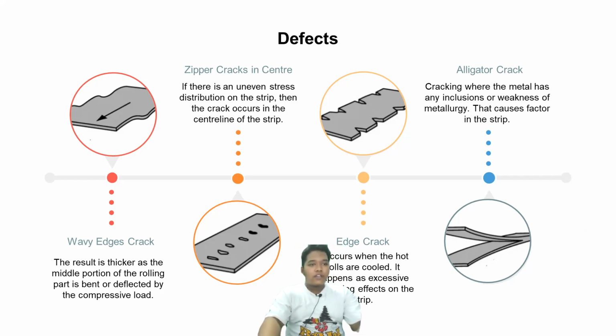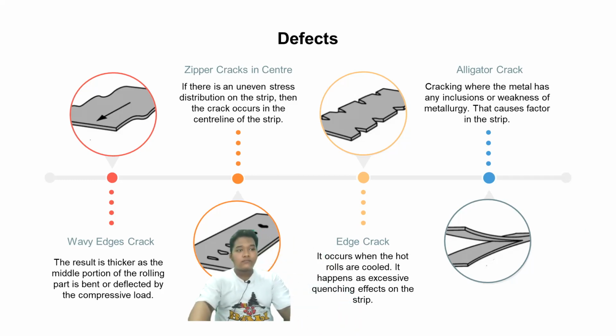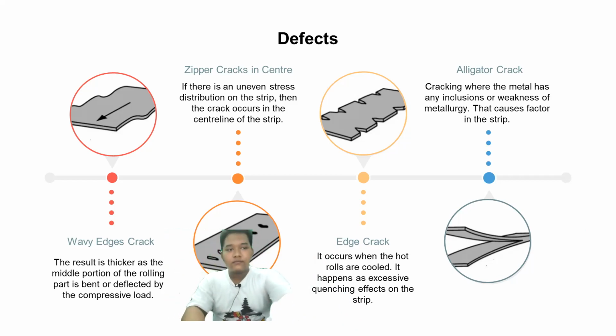The third defect that might happen is the edge crack. It happens when the hot rolls are cooled. It happens as an excessive quenching effect on the strip.